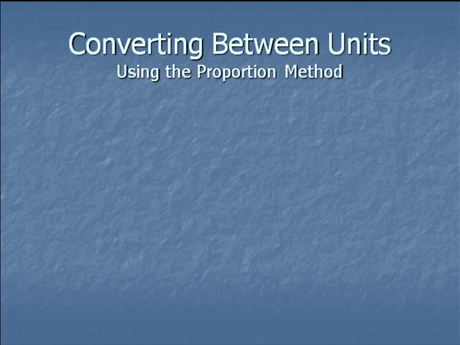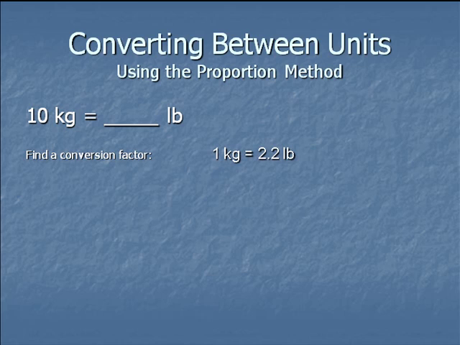A second way to do this conversion is by use of the proportion method. We again will take 10 kilograms and convert it into pounds. We know our conversion factor is 1 kilogram equals 2.2 pounds. We can then set up our proportion. We create a fraction showing the relationship between kilograms and pounds. We know 1 kilogram is the same as 2.2 pounds. We place our equal sign.